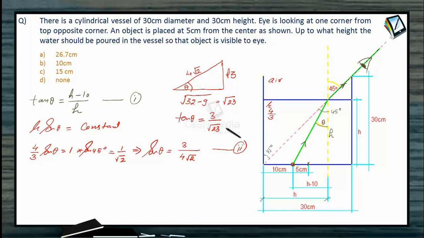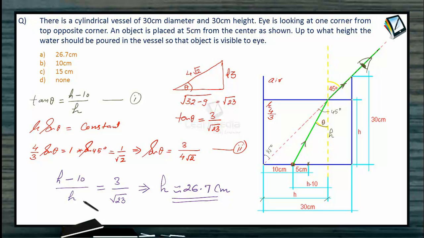So now using the value of tan theta in equation 1, what we have is h minus 10 divided by h is equal to 3 divided by under root 23. Okay, so now you can cross multiply and solve this equation for the value of h, and on solving you'll get this height to be approximately 26.7 centimeter. You can solve it on your own, I mean, that much you can do. So option A will be the correct option to this question.